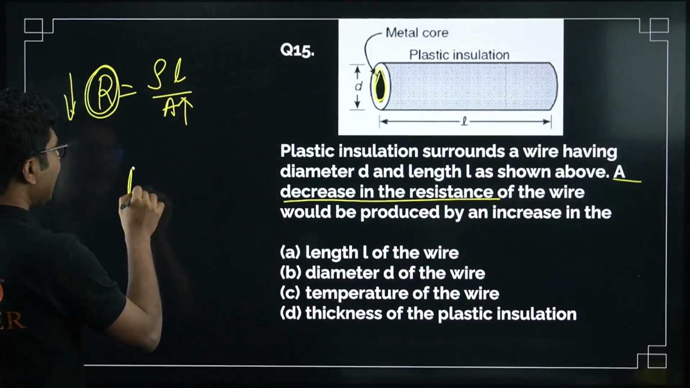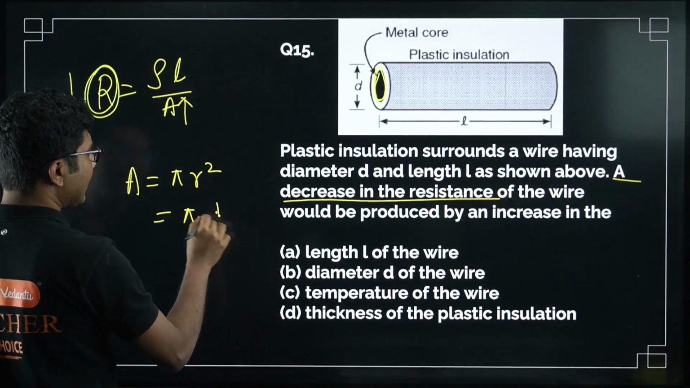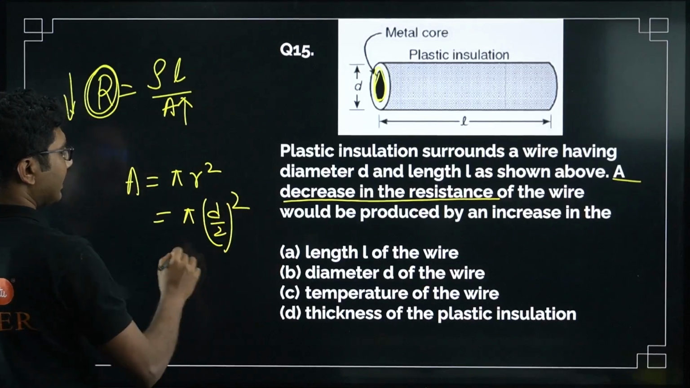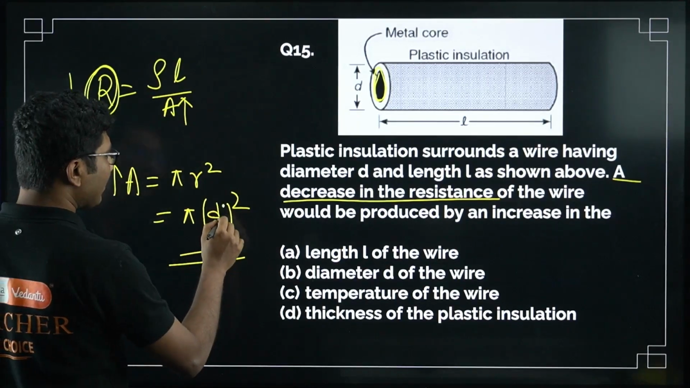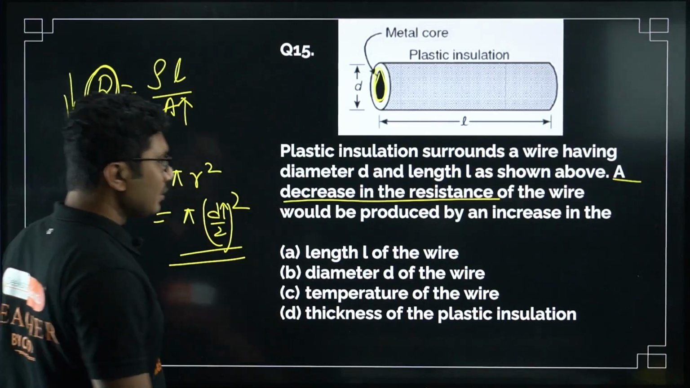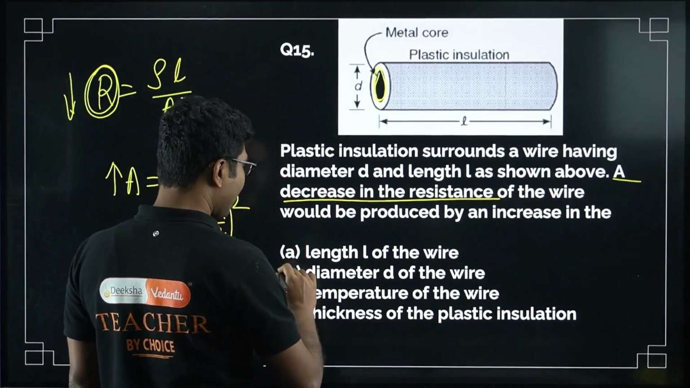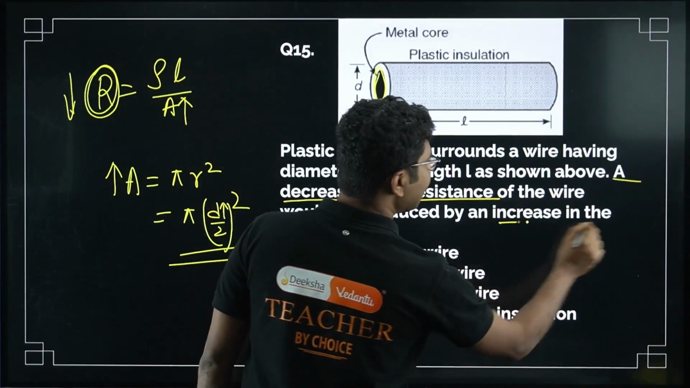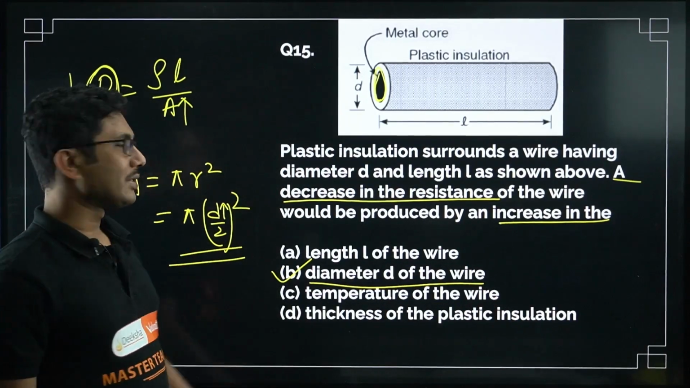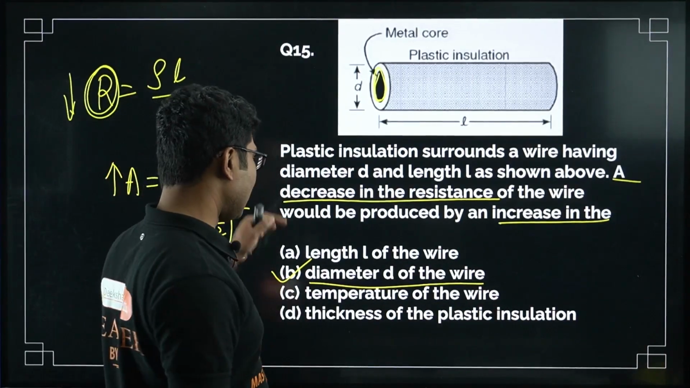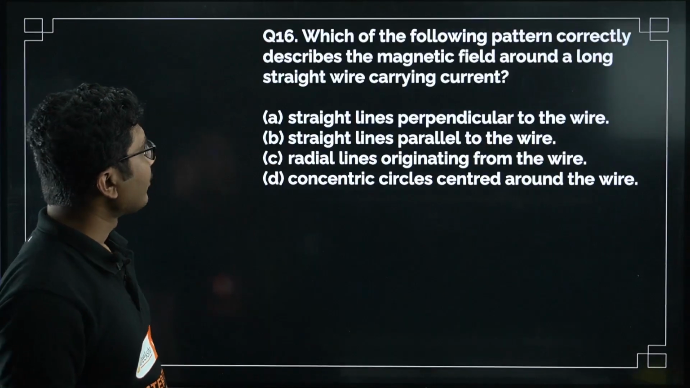Now what is area? Area is pi R squared or pi (D by 2) whole squared. This is the formula for area. So how can you increase the area? To increase the area you have to increase the D. So only by increasing the diameter can you decrease the resistance. So by an increase in the diameter of the wire, you complete the sentence. So diameter of the wire is the correct answer. All other options are not correct. Now let's see the other question.